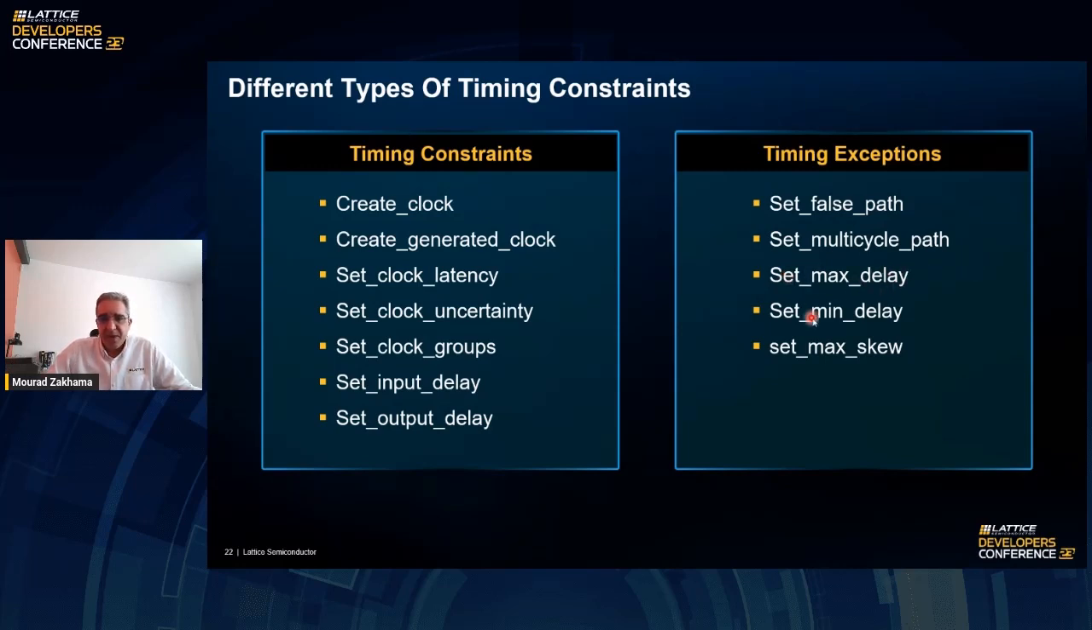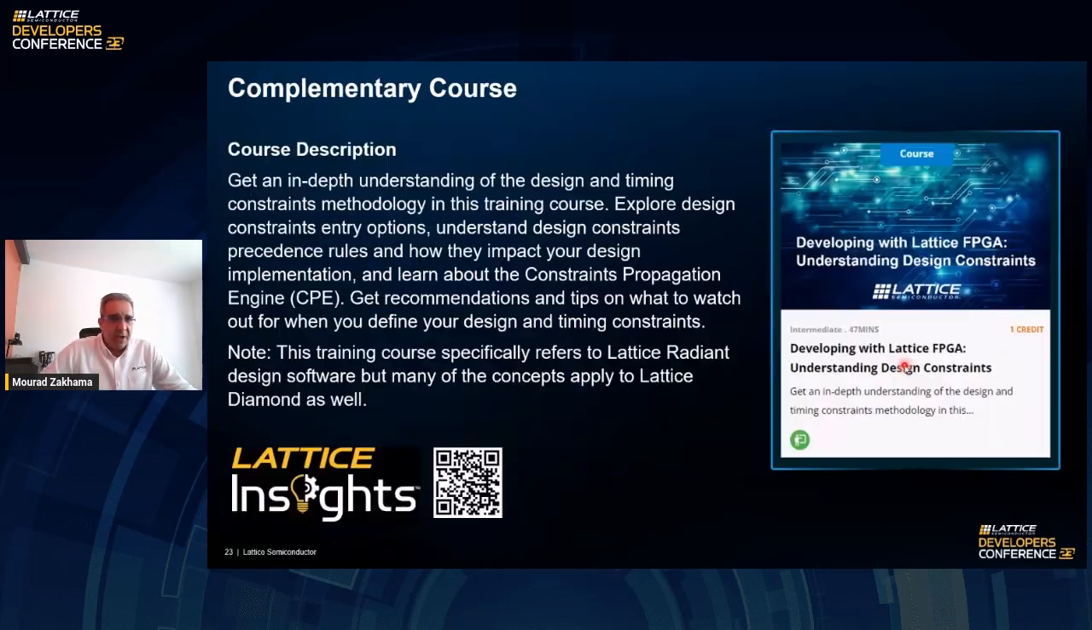Max delay, min delay for any nets that you have in your design. Max skew: if you have a bus and you want to make sure that the skew between the different bits of the bus is minimal, you can define that with max skew. So there are many more details. I tried to go through these different timing constraints with some level of detail here, but please refer to the documentation for a full understanding of all these timing constraints.